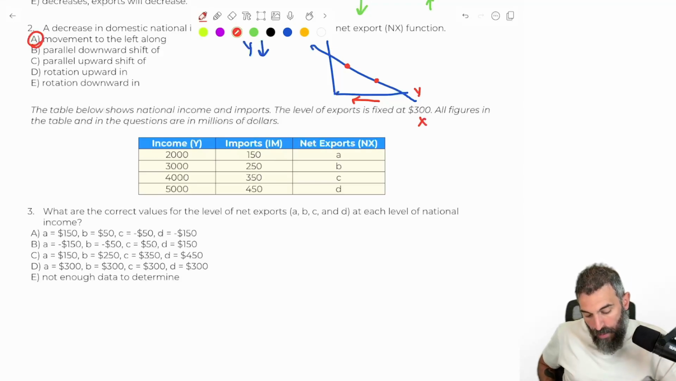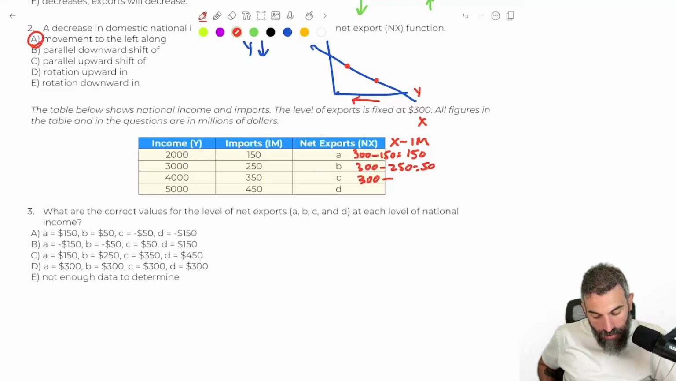Well, remember that net exports is just exports minus imports. And so I'm just going to do 300 minus each of these. So this would be 300 minus 150, which is 150. So there's 300 minus 250, which is 50. And then it becomes negative. 300 minus 350 would be negative 50. And then this would be negative. So 300 minus 450 is negative 150. So A.